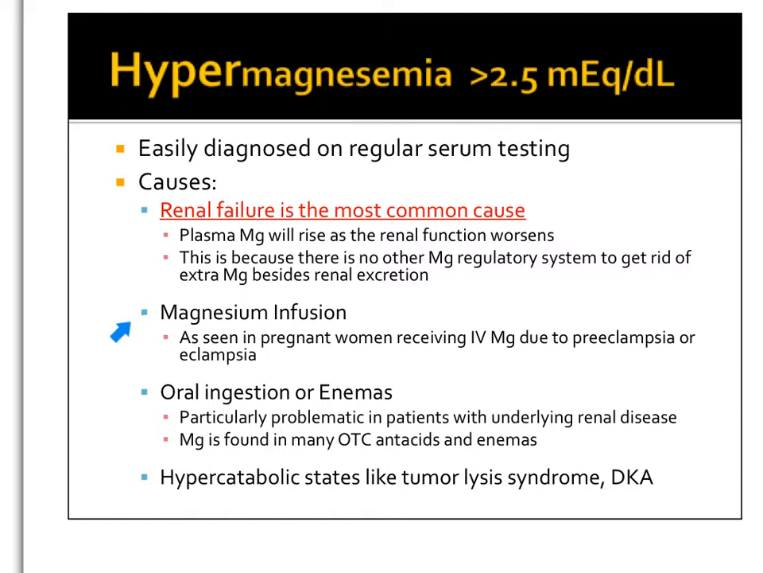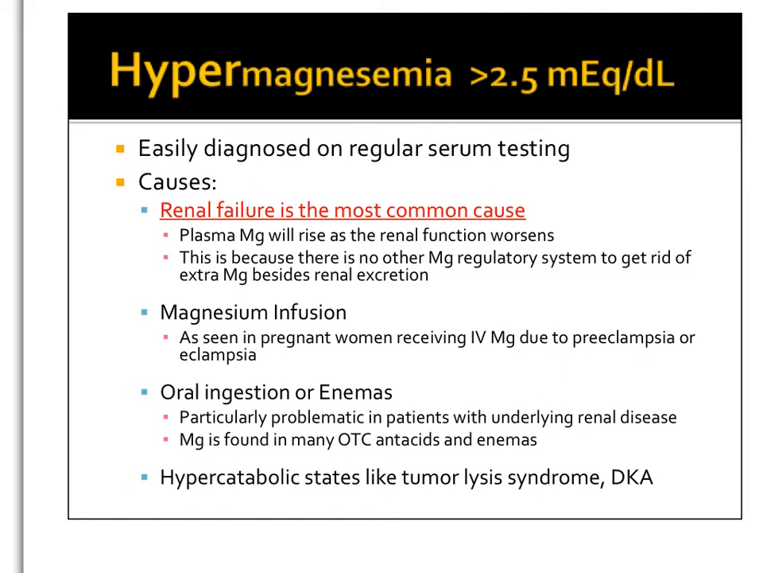Other causes, magnesium infusion. If you have a patient who's pregnant and they might be treated for preeclampsia with a magnesium drip, that certainly can elevate their mag levels. Through oral ingestion or things like enemas, particularly over-the-counter antacids like milk of magnesia, all right? This is also problematic in people with renal failure. So they already have the renal failure, which can cause high mag levels, and then if they're ingesting extra magnesia on top of that, because there's no hormone regulation, this can certainly lead to high mag levels.